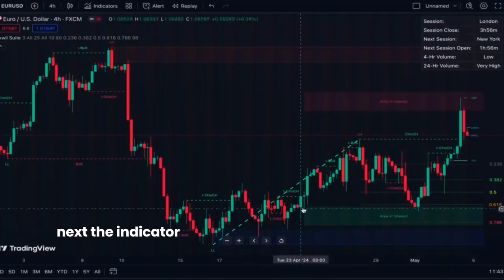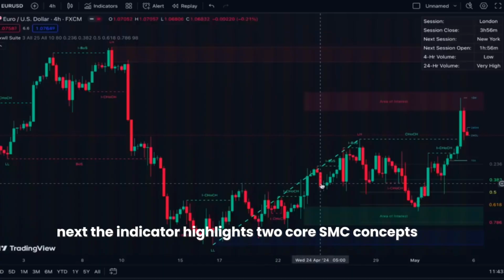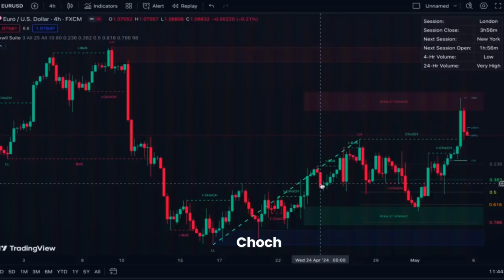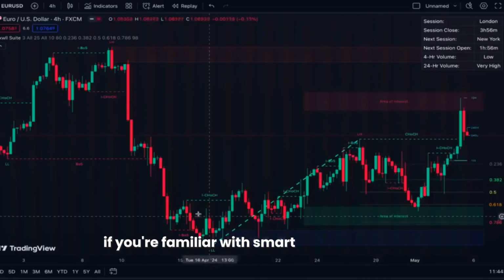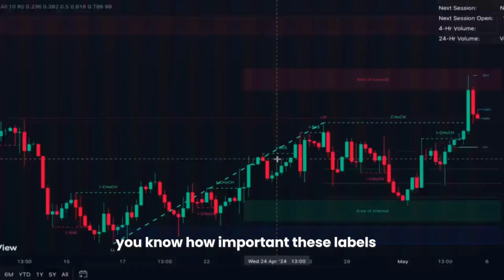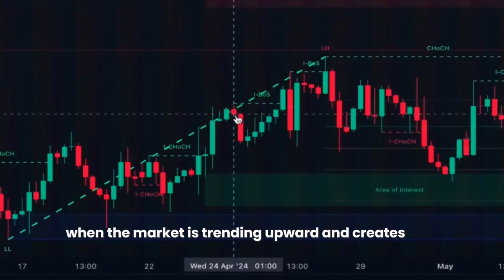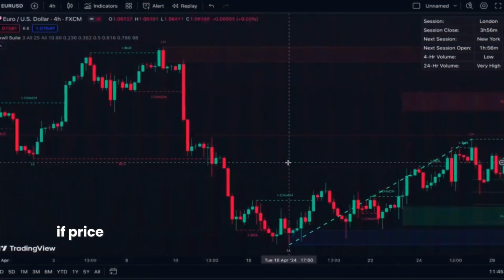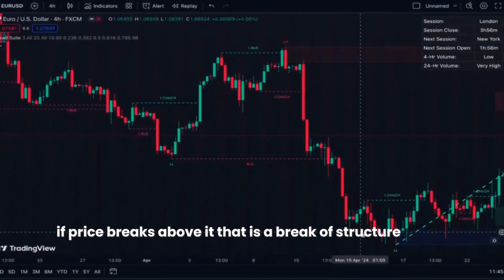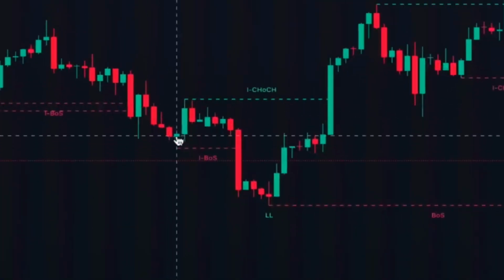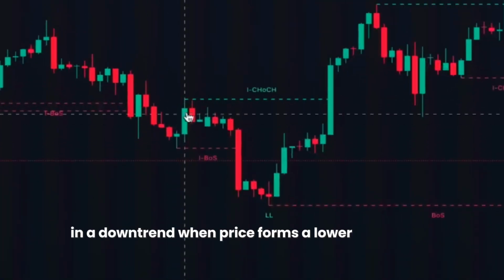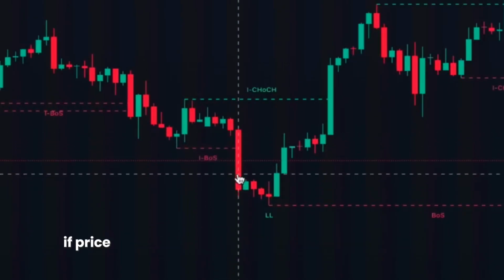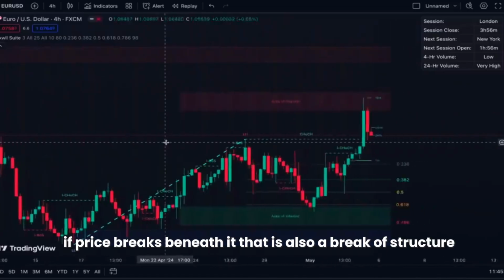Next, the indicator highlights two core SMC concepts: break of structure, BOS, and change of character, CHOCH. If you're familiar with smart money concepts, you know how important these labels are. When the market is trending upward and creates a new higher high, that high becomes potential resistance. If price breaks above it, that is a break of structure, marked as BOS. In a downtrend, when price forms a lower low and then pulls back, that low becomes potential support. If price breaks beneath it, that is also a break of structure.